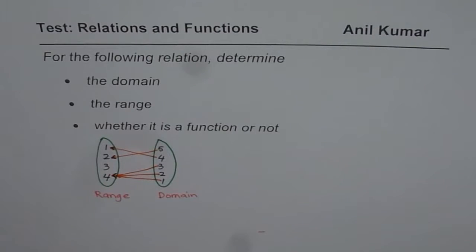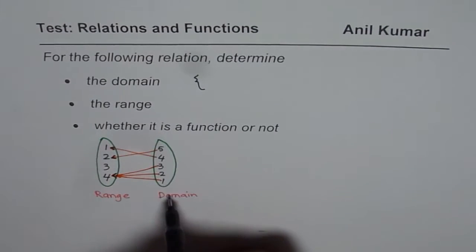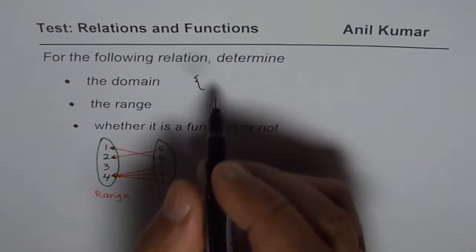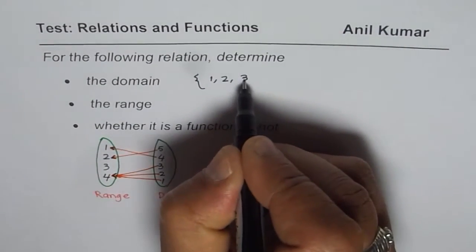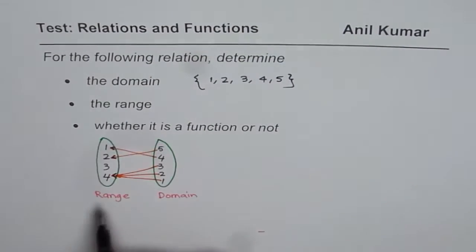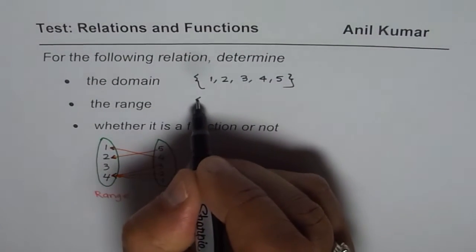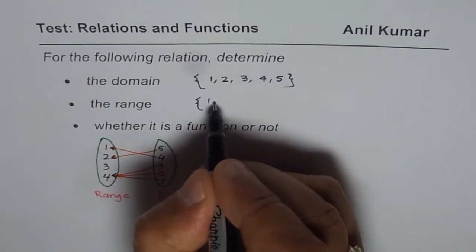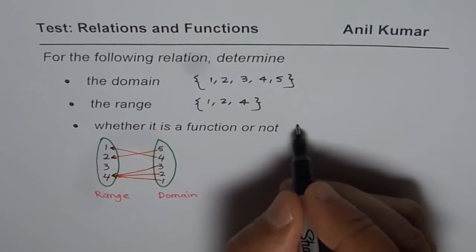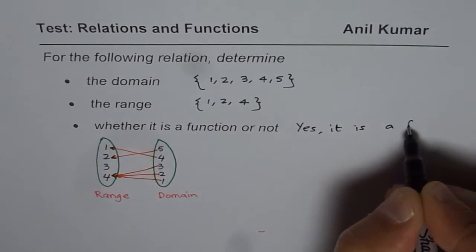Now let's answer the question. The domain. So domain in this case is the set of points on this particular side, which is 5, 4, 3, 2, 1. It's good practice to write them in order. So I'll write 1, 2, 3, 4, and 5. Range is all those points to which they are linked. 3 is not part of the range. So in this case, it will be 1, 2, and 4. Whether it is a function or not, yes, it is a function.